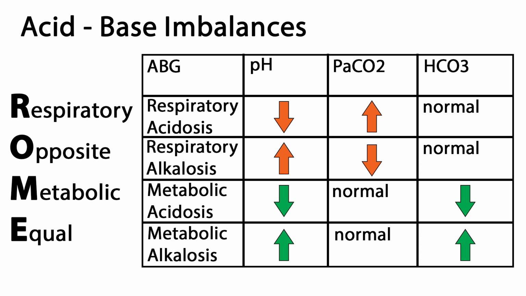Both respiratory acidosis and alkalosis have arrows going in the opposite direction for pH and CO2. Metabolic acidosis has both arrows going down. Metabolic alkalosis has both arrows going up. For a more detailed explanation, see our video on blood gases.